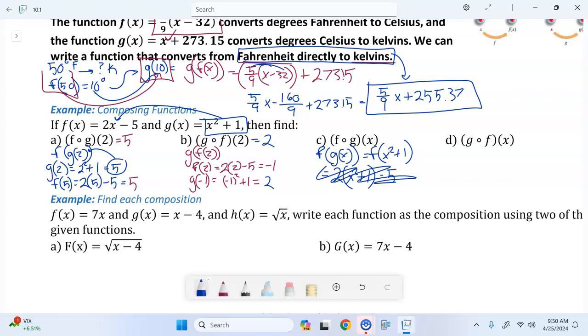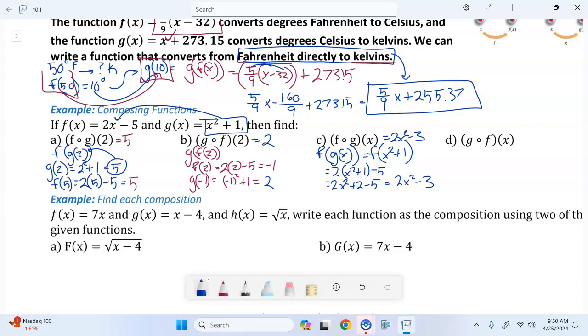Let me make that a little smaller because I'm going to run out of room. And then we go to simplify. What's the first step to simplify? Distribute: 2x squared plus 2 minus 5, which equals 2x squared minus 3. So f of g of x equals 2x squared minus 3.